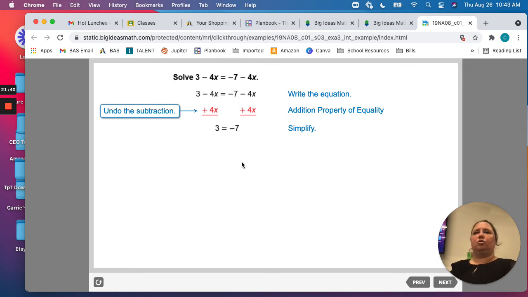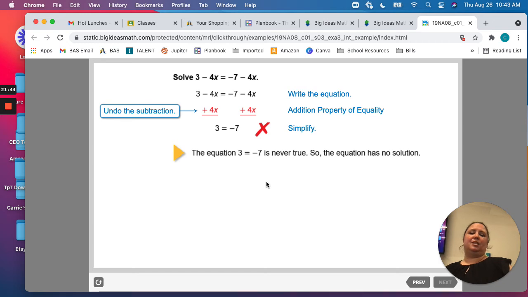Is that true? No. It is false. So you would actually say this is no solution. You would write the words no solution. So if you come out with an unreasonable answer, you would say no solution, because 3 can never equal negative 7.